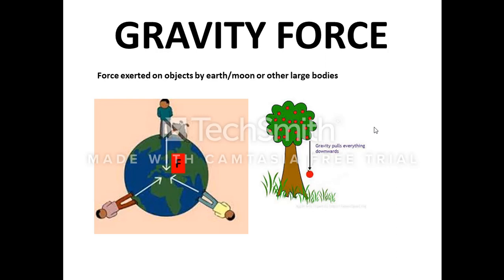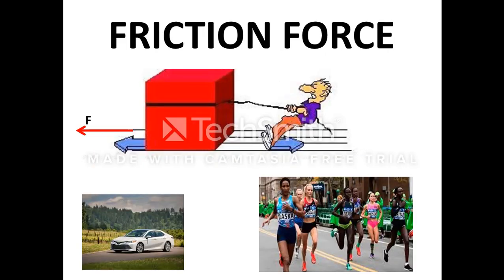The other common force is the force of gravity, and this is defined as the force exerted on objects by Earth or Moon or by other large bodies, and mostly this is usually the weight of an object. It is the force of gravity which pulls everything downwards to the ground. The examples are illustrated: a fruit falling from a tree, and so forth.